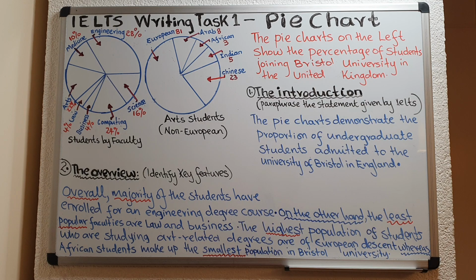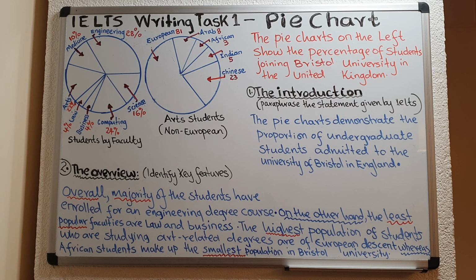So remember, when it comes to the overview, the most important thing is, first of all, look at the first pie chart, identify the highest key feature and the lowest key feature. Then write a sentence about it. And remember to use linking words to show that you're comparing the highest and the lowest key feature. And then once you have done that, move on to the second pie chart and look at the highest and the lowest key feature, and then write about it in the second sentence. Remember to use linking words, okay? So that's how you write your overview.